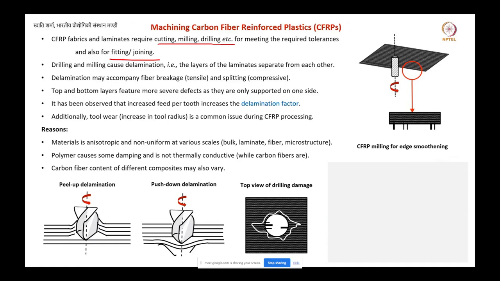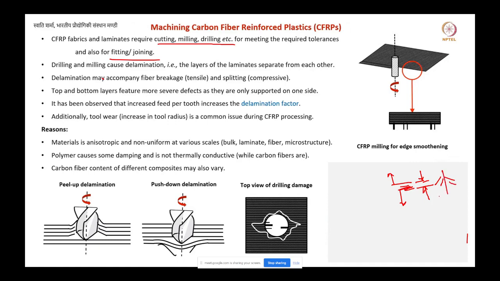Okay, so here let's say you will have different layers. When you do the drilling or the milling, the layers of the laminate separate from each other. Now the delamination may accompany fiber breakage and splitting. When you apply tensile load, there is a breakage of the fiber. When you apply compressive load, it could split. So it can break into two parts.